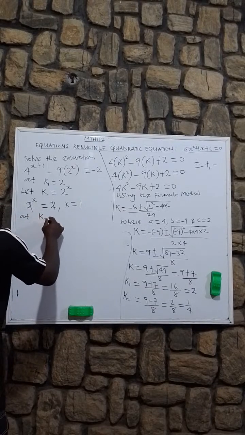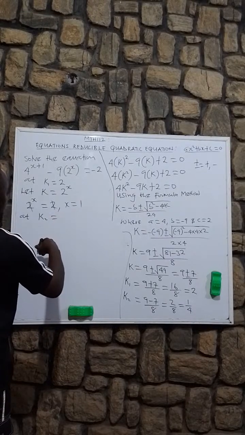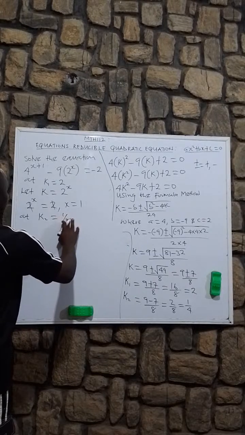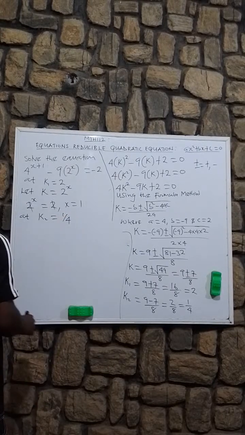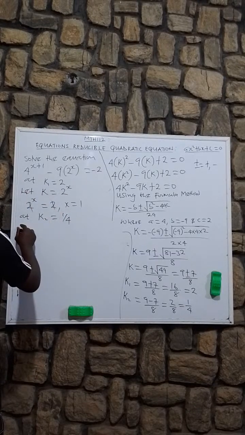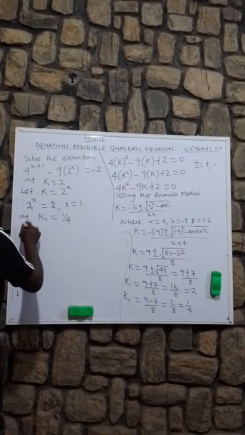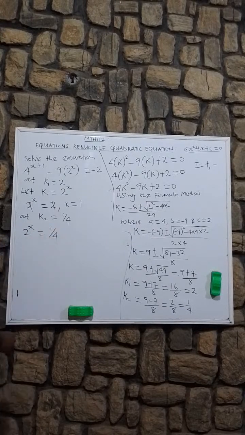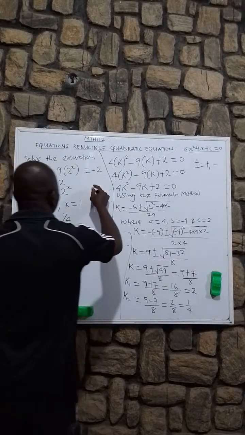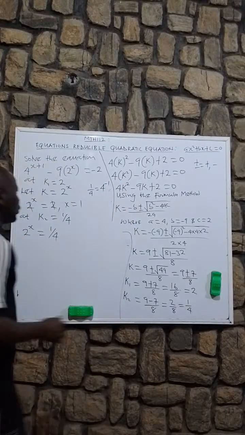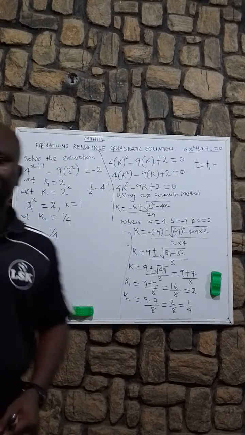Then at k2, equals 1 all over 4. You said let k equal to this, so remember that your k is this. So 2 raised to the power of x is equal to 1 all over 4. But in indices, 1 all over 4 is the same as 4 raised to the power of minus 1. True or false? It's true, right?